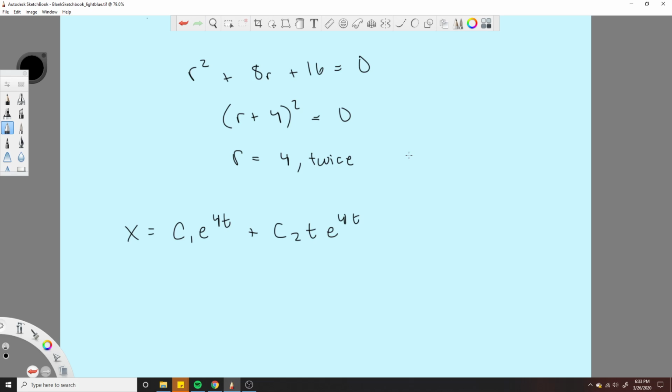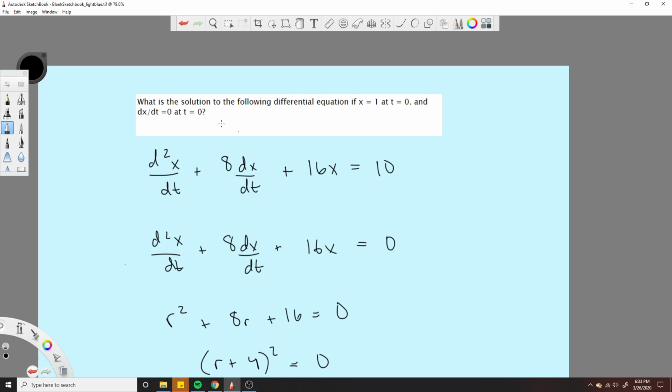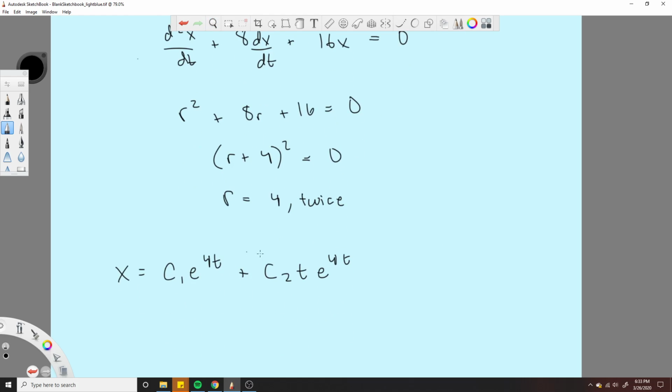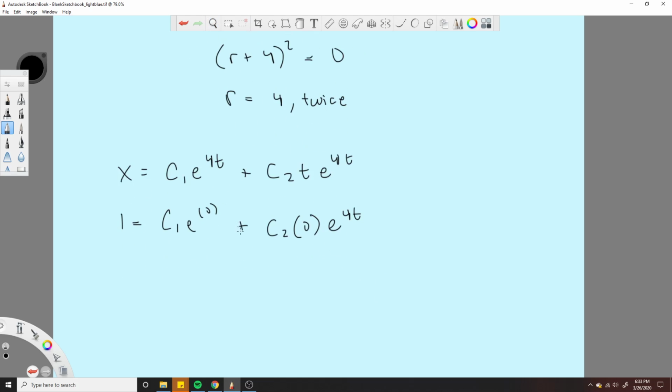So what does this tell us? Well, it tells us the general solution, but we have more information than that. We have x equal to 1 at t equal to 0. So we can use that to learn something about this equation. So let's do that. I'll plug in x equals 1 at t is equal to 0. So t is equal to 0, so this is a 0 here, plus c2 times 0 times e to the 4t. This will be a 1. This whole thing will turn to 0. So now we know c1 is equal to 1.